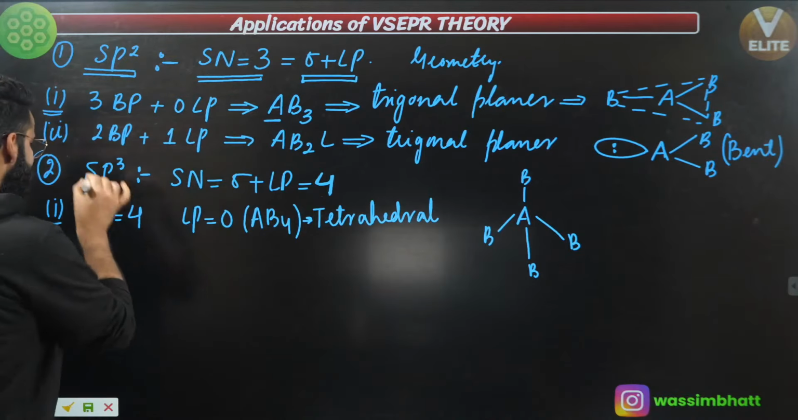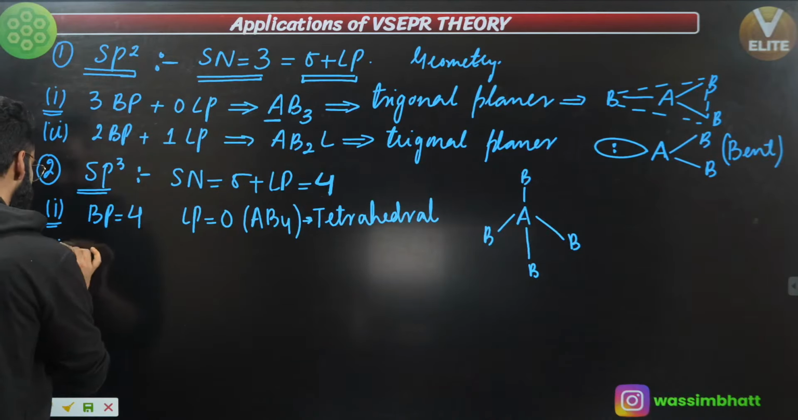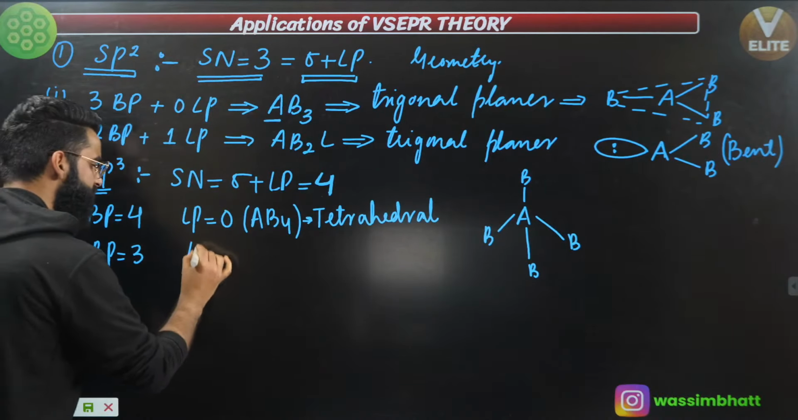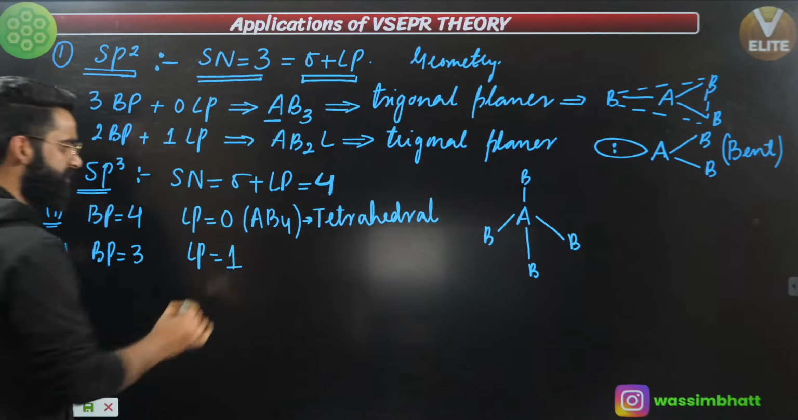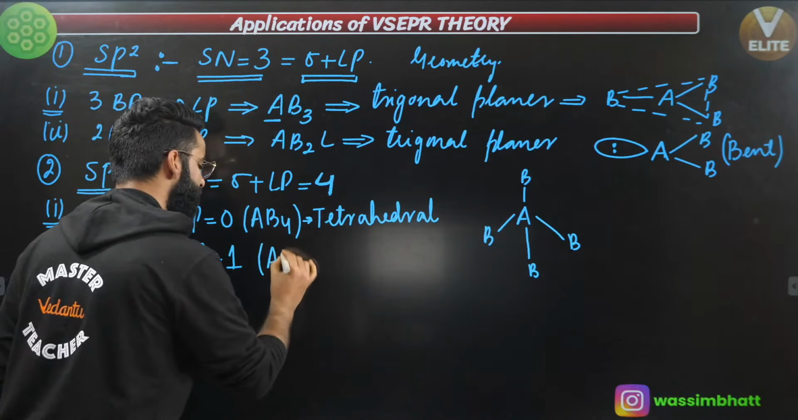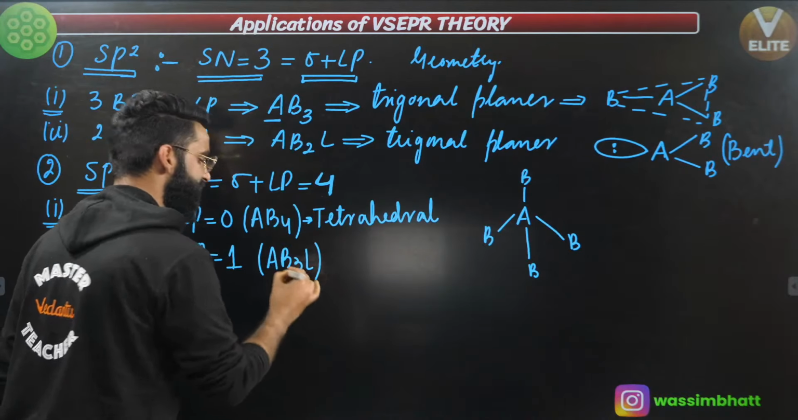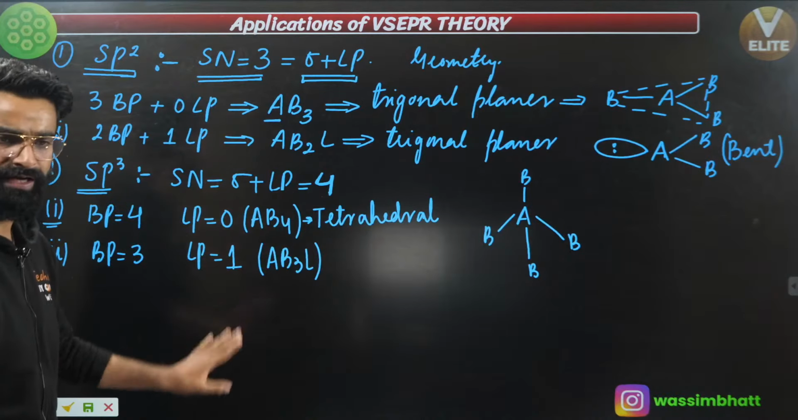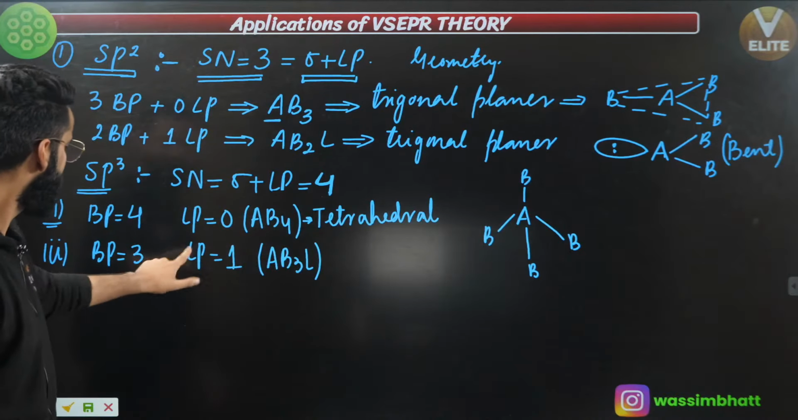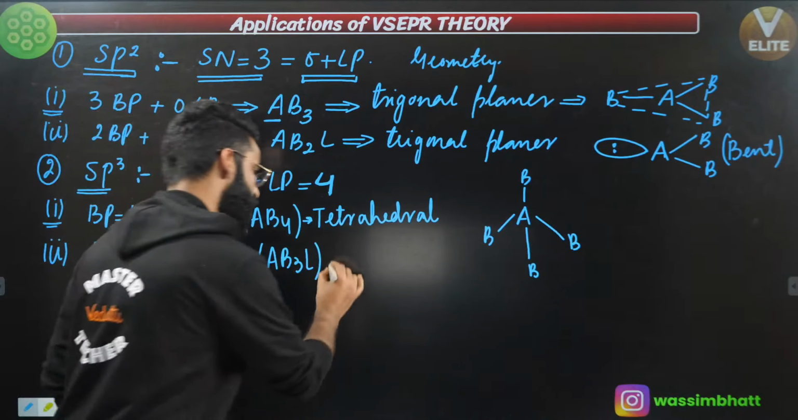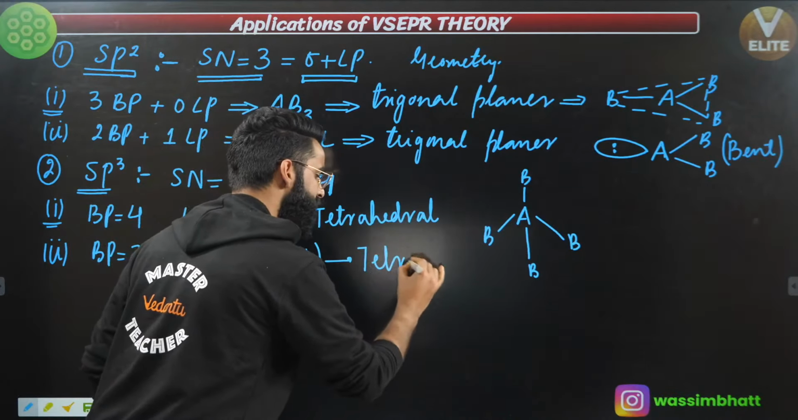Correct? Similarly, in this sp3 hybridization only, there is one more case, in which there are 3 bond pairs and 1 lone pair. Which type of molecule am I talking about? I'm talking about the molecule AB3L type. A is the central atom, 3 bond pairs, 1 lone pair, correct? What is the hybridization right now? Since 3 plus 1 is 4, sp3. If hybridization is sp3, that means geometry is again tetrahedral, right?